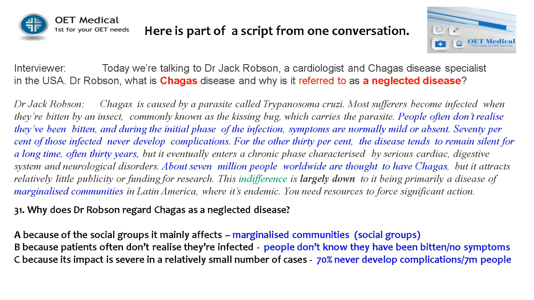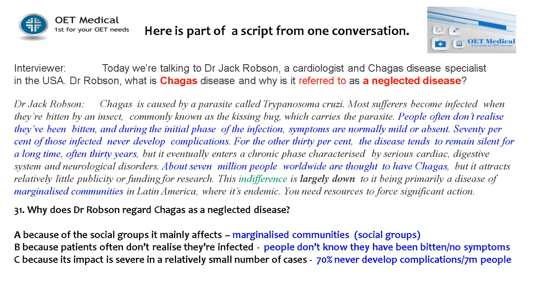So this is Dr. Robson. This is about Chagas, and this is the first question. What is Chagas disease, and why is it referred to as a neglected disease? This is one of the questions. At the bottom, as you can see, you have three choices. And the way that you should look for the answers to these is to look at the highlighted points in the question. Neglected disease. That's what we're talking about.